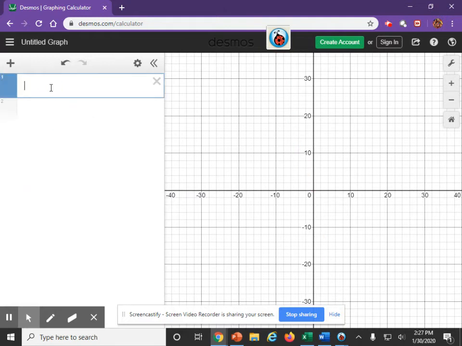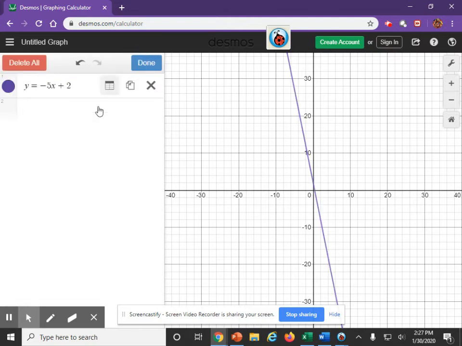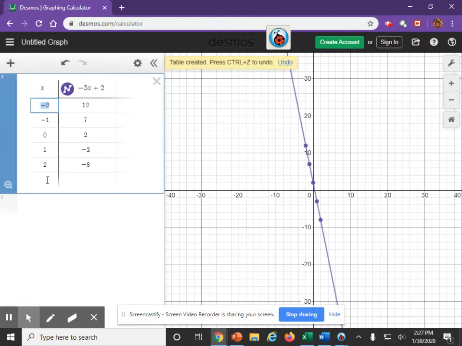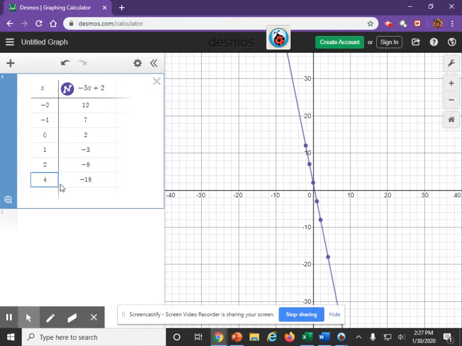So instead of g of x, same thing, I'm going to type y equals negative 5x plus 2, and I want to know what happens at 4. So 4 is not in my table already, so I'm going to add 4. So my answer is negative 18. So g of 4 equals negative 18.